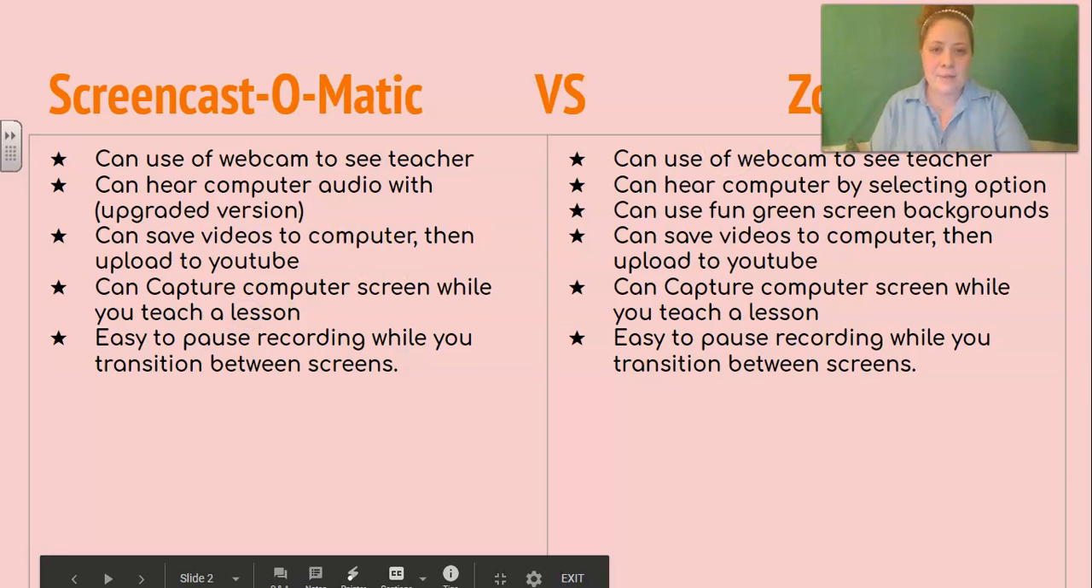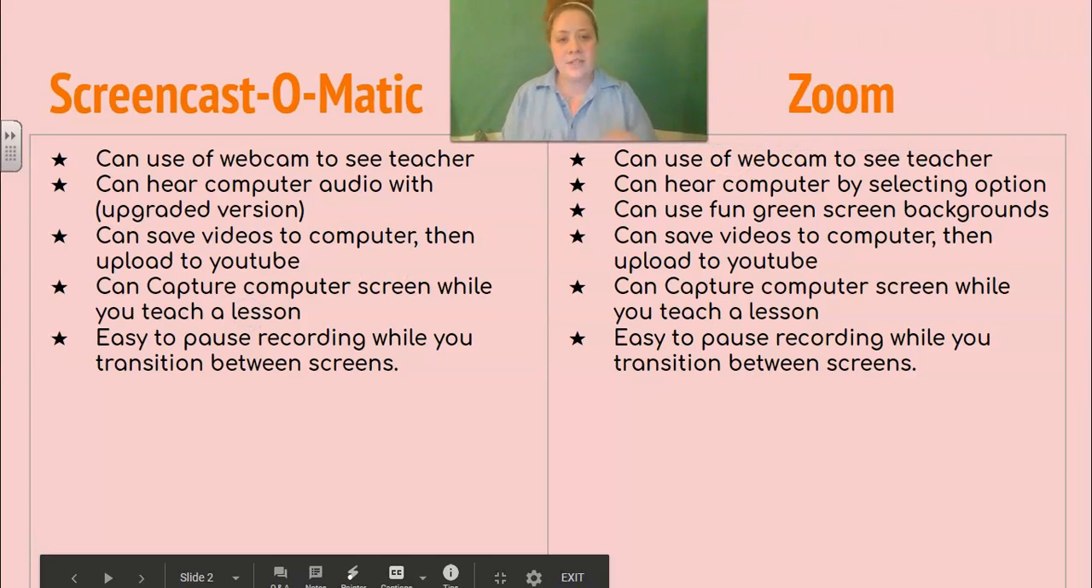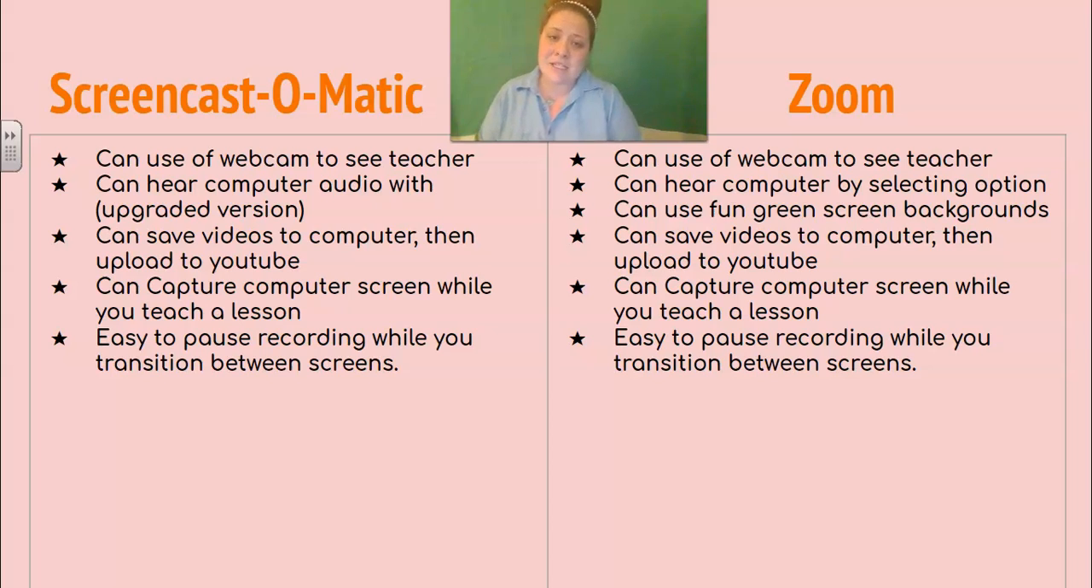All right, so here are some pros and cons to ScreenCast-O-Matic and Zoom. And honestly, it's mostly just pros. I don't have a whole lot of cons. With ScreenCast-O-Matic and Zoom, you can use the webcam to see the teacher. And then you can also increase and decrease the size of the teacher square, depending on what kind of scene you're in. Like right now, I think I'm an optimal size for this Google Slides presentation, but I can make myself bigger.